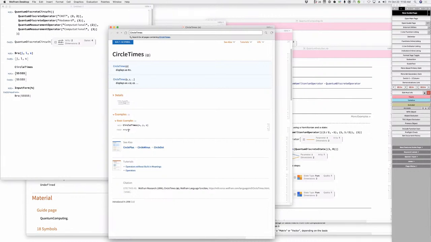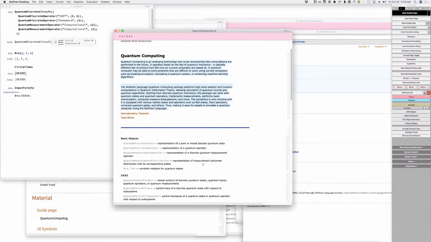But bra and cat right now are notational devices for us, not semantic. I understand. So what should we say in the guide page? Basic notation or something. Underlying notation for quantum states. So right now we are using it, I think, Jonathan, for the basis vectors, rather than the general. Yeah, exactly. So a quantum discrete state is just an association that maps basis vectors onto amplitudes, and then the basis vectors by default are formatted with kets.